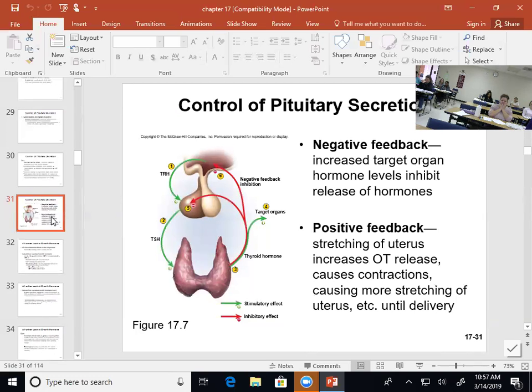I just don't know. I was just wondering about the increase in testosterone and lowering.